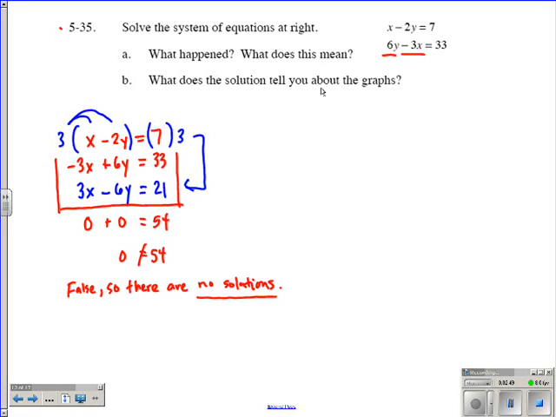What does the solution tell you about the graphs? So write that over here. These two graphs do not intersect. Why is that? Because they are parallel lines.